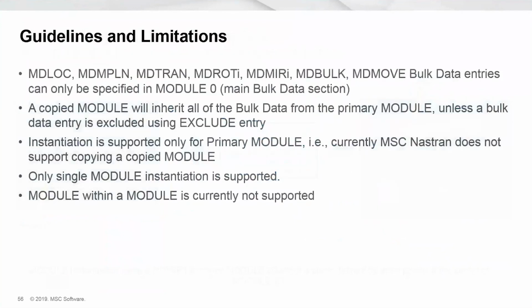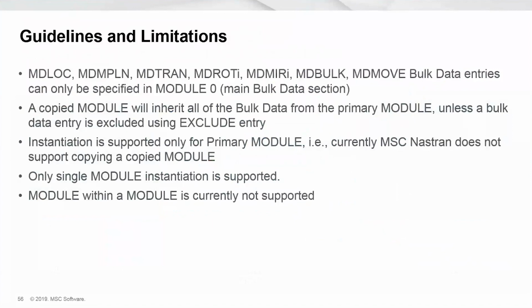Some of the guidelines and limitations: all the MD log, MD plane, MD train entries can only be defined in module 0. That's the main bulk data section. A copied module would inherit all the bulk data entries from the primary module. So if you've got all the grid points and element points and data entries, they will all be copied into this new module, unless you use an exclude entry to exclude something.